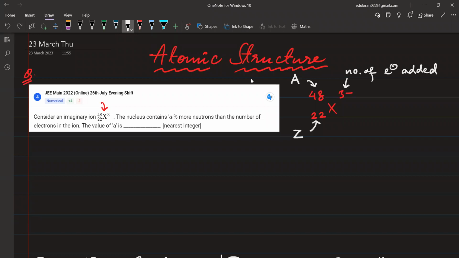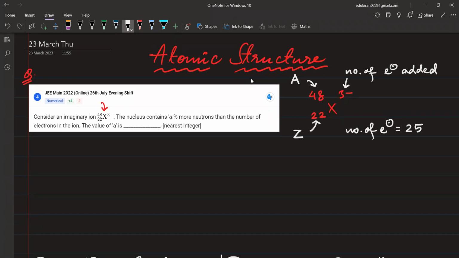If it was neutral, it would have 22 electrons. Now it is going to have how many electrons? Tell me. 25. Yeah, very good. 25. Now using this information, atomic structure में सबसे पहले starting में आप लोगों को पता होना चाहिए what is mass number, what is atomic number, and what is the relationship between both of them, and how are you going to calculate the number of neutrons from atomic number and the mass number.